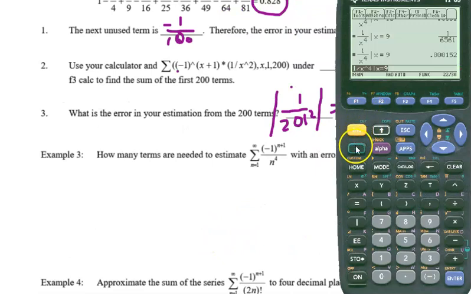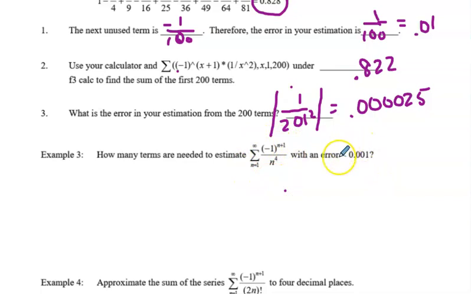All right, let's try a problem, and I'm going to clear out what I had on my screen because this is going to be a calculator problem. And they want to know how many terms are needed to estimate this series with an error of less than 0.001. Well, the error term is whichever term is going to be less than 0.001 in absolute value. So what I can do is ignore the -1 to the n plus 1 and just look at the 1 over n to the 4th.